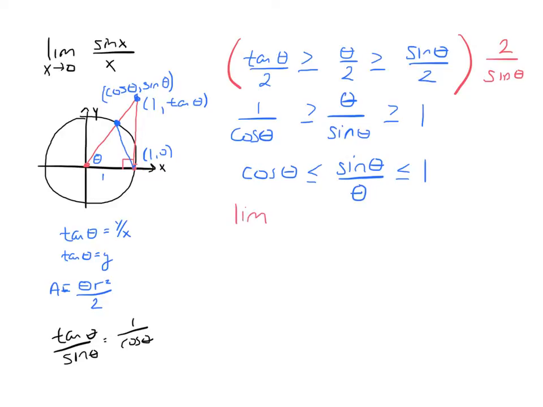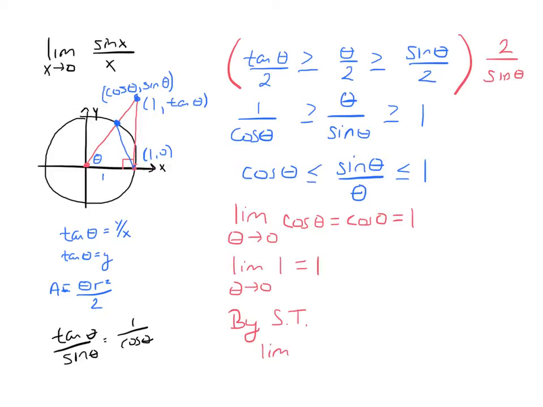And we know that the limit as theta approaches 0 of cosine is the cosine of 0, which is 1. And we also know that when theta approaches 0 of this function, which is 1, that limit would also be equal to 1. So by the squeeze theorem, we can say that the limit as theta approaches 0 of our middle function of sine theta over theta is also equal to 1.